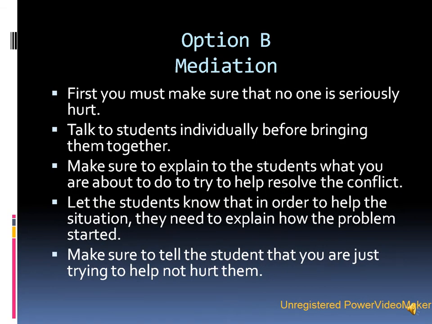Option B, mediation. First, you must make sure that no one is seriously hurt. Talk to students individually before bringing them together. Make sure to explain to the students what you are about to do to try to help resolve the conflict. Let the students know that in order to help the situation, they need to explain how the problem started. Make sure to tell the students that you are just trying to help, not hurt them.